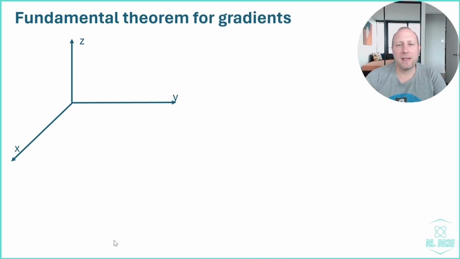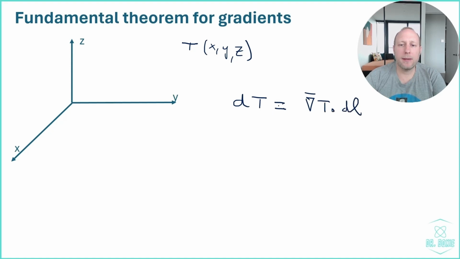We start with the case of gradients. So consider a scalar field T(x,y,z), and remember that when we move around in space, the change in T is given by the following expression. The change in T, dT, is equal to the gradient of T dotted with the displacement dl. That is an expression that we saw in one of the previous lessons. Now we want to use this to see if we can get rid of gradients by integrating them out.